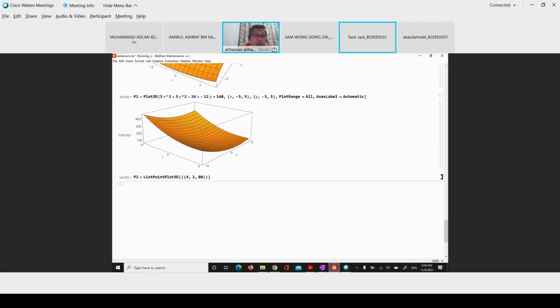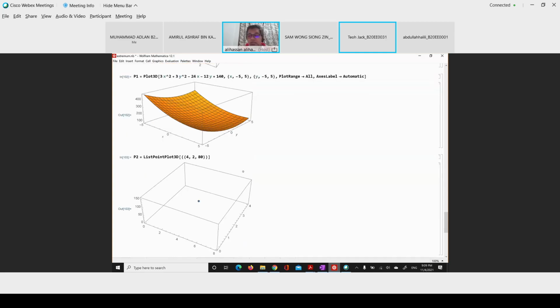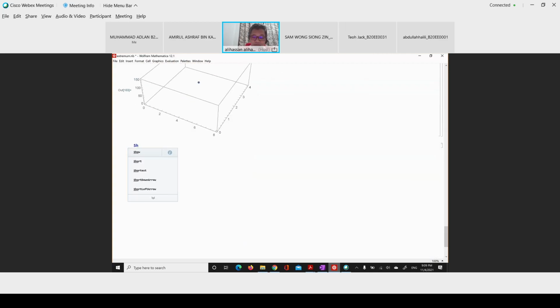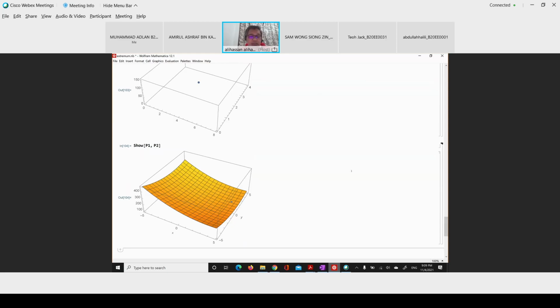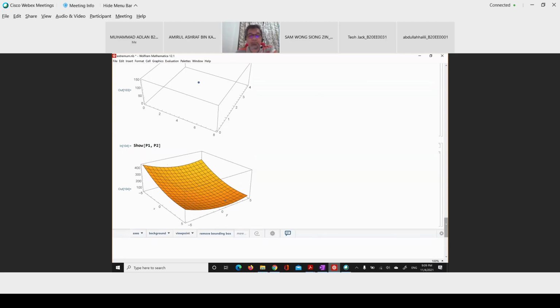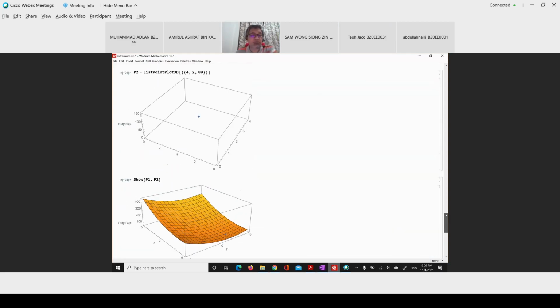Okay, so now let me combine those two graphs. Show P1, P2 like this. There you see. See, this is the point (4, 2). You see, it is a minimum point there.